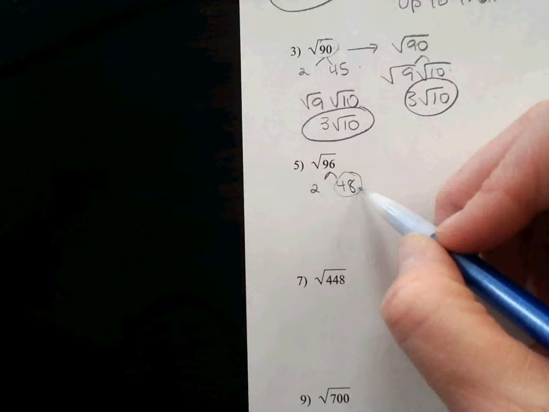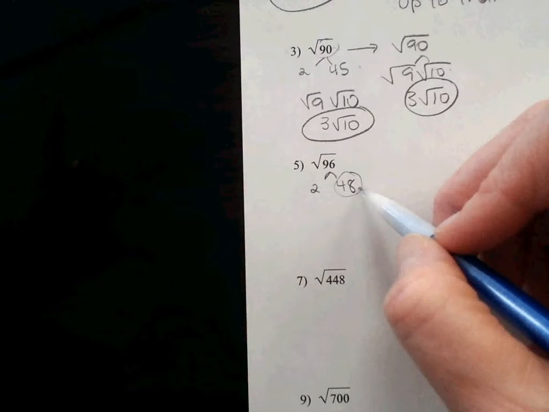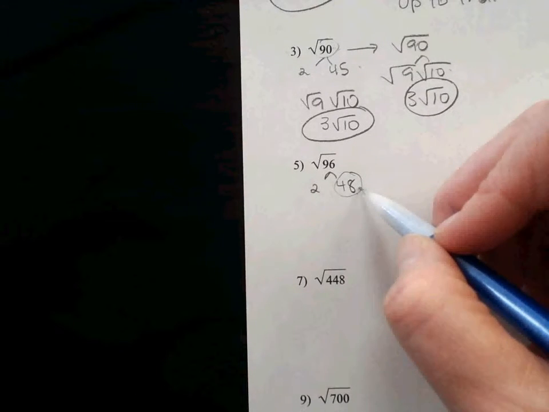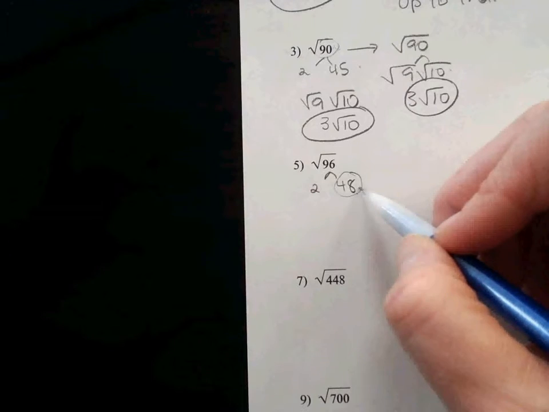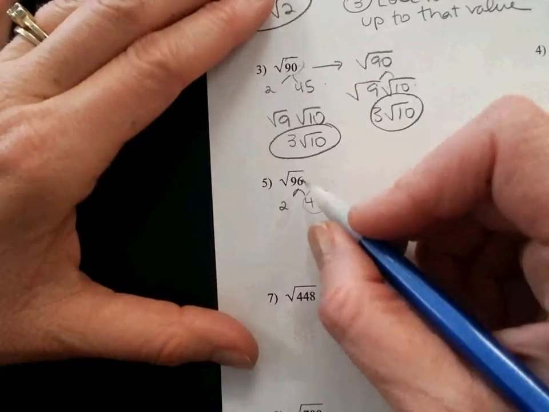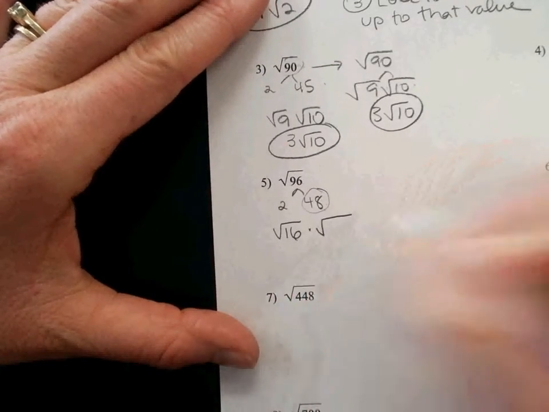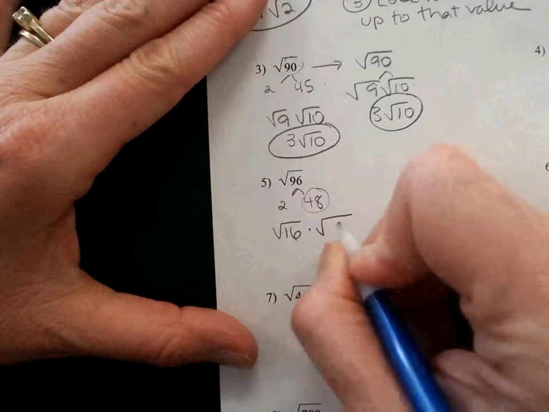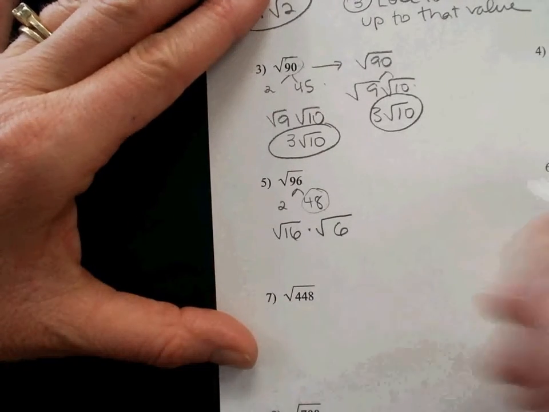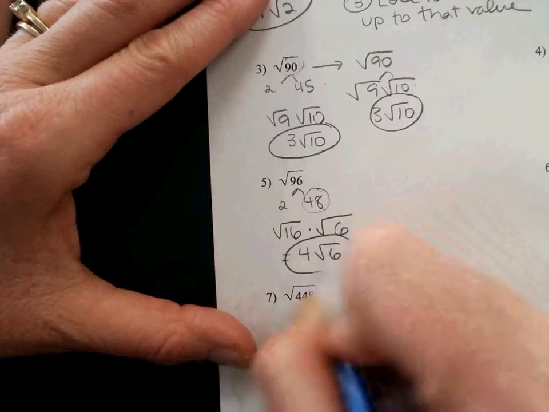So then down from 36 is 25. Does that go in? No. And down from 25 we get to 16. Does that go in? Yes. Okay, so we can rewrite. What is 96 divided by 16? 6. So that's going to be square root of 16 is 4, so 4 radical 6.